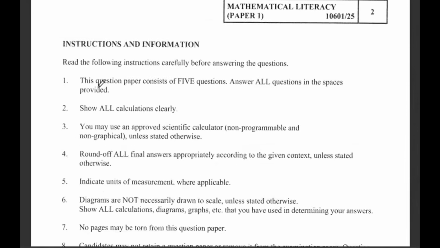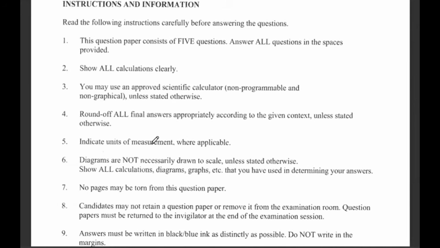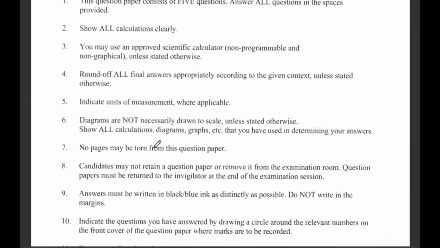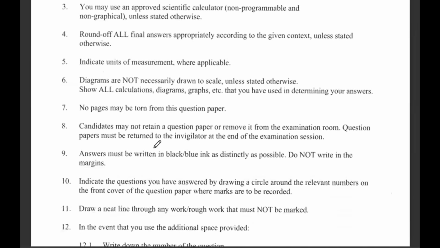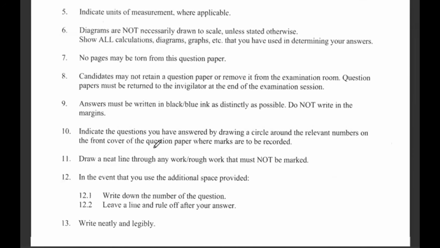They are telling us we have 5 questions. We need to answer all of them within the spaces that have been provided, and show all the calculations clearly. We can use a calculator, round off answers to 2 decimal places. All units must be indicated, diagrams are not to scale. We cannot tear anything from the pages or the paper, and so on and so forth.